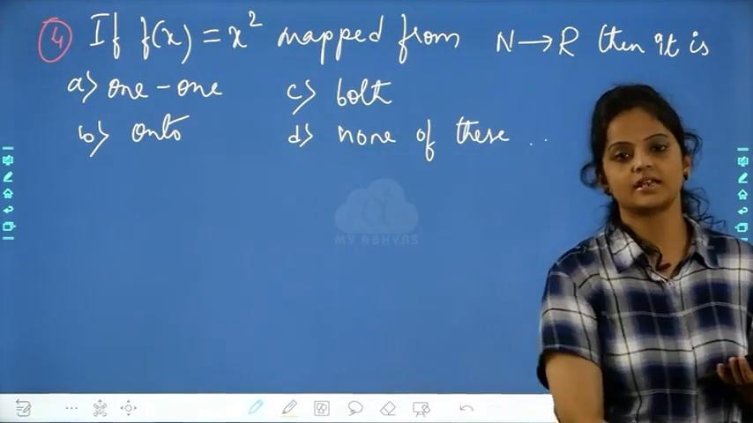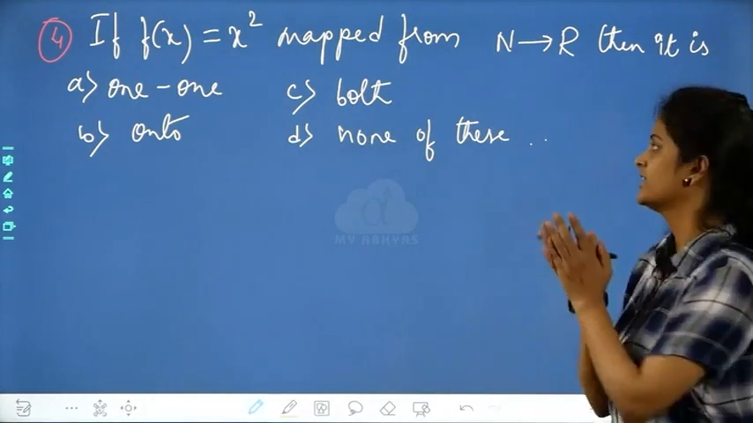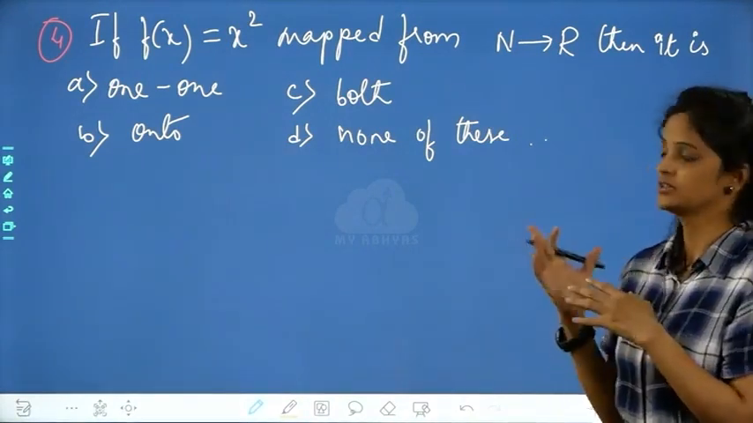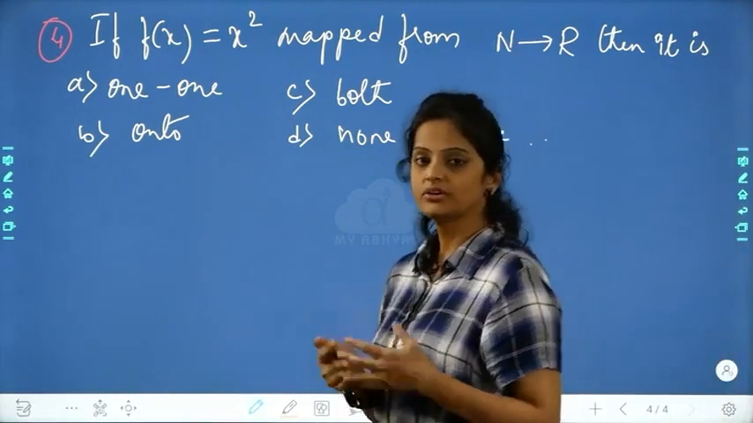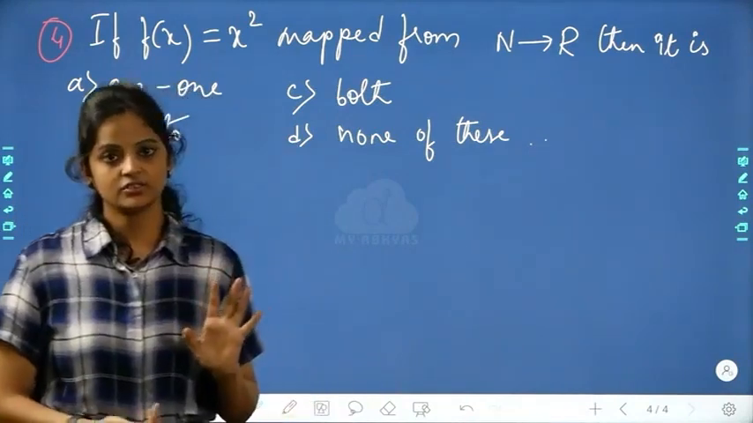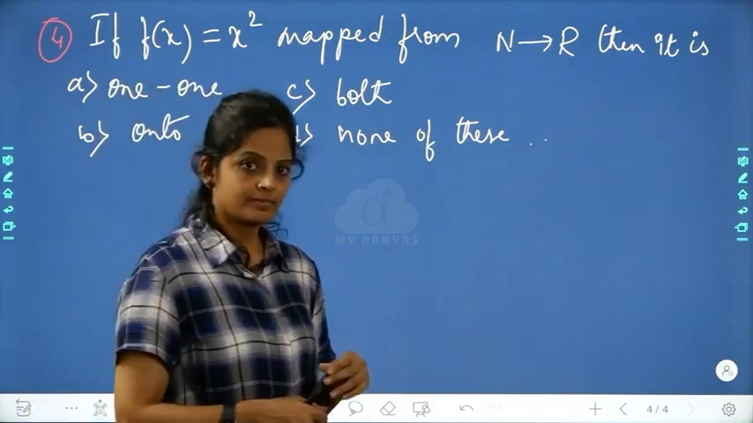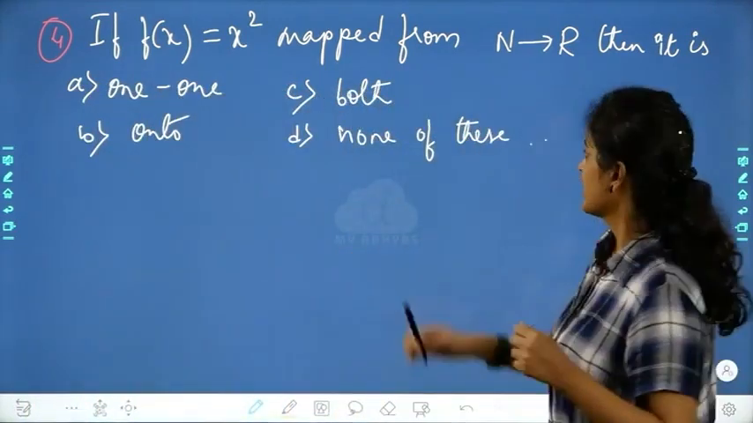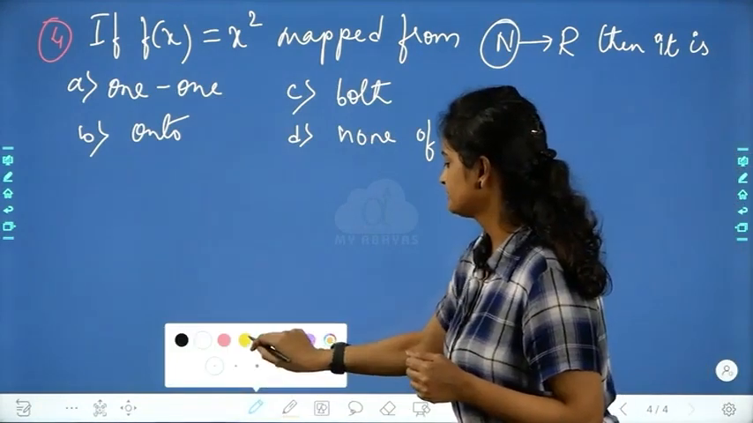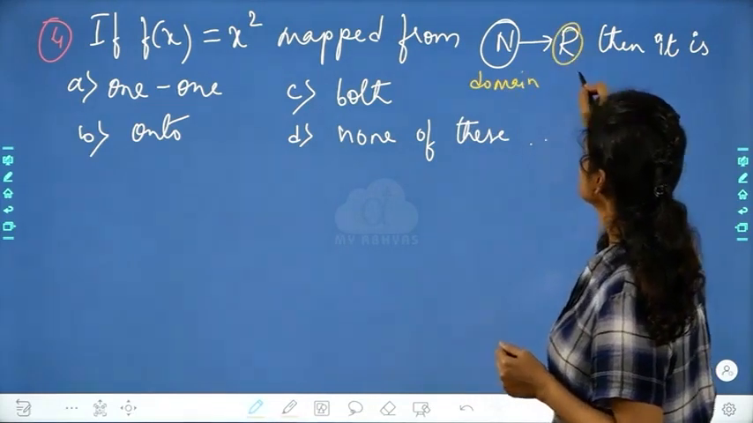Tell me. f of x is equal to x square is the function they have given and it is mapped from N to R, natural to real numbers. Then tell me which type of function is this? You have to check only these two, right? So you have to check for one-one and check for onto function. You have to think about the x values. X values are here, the domain part. This becomes the domain and this is the codomain.